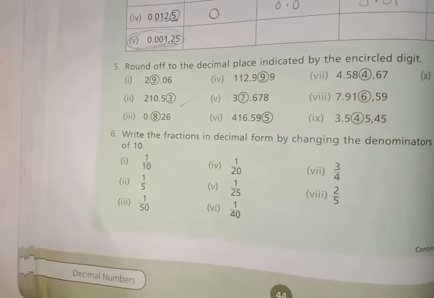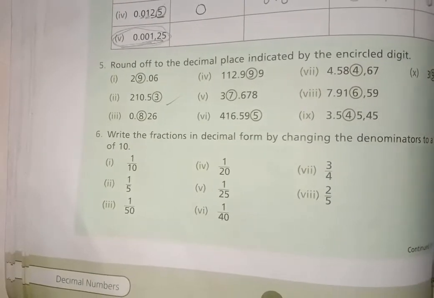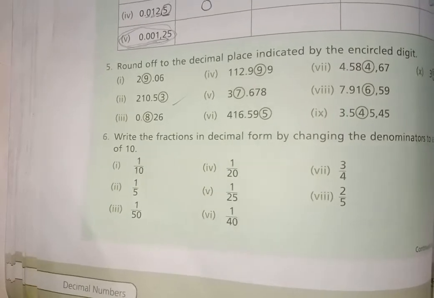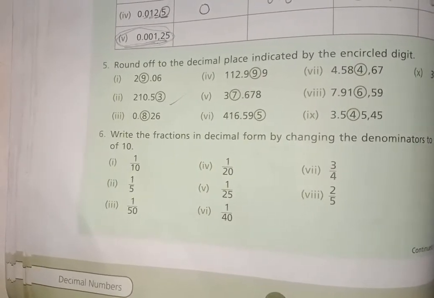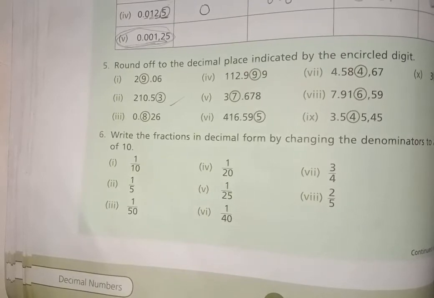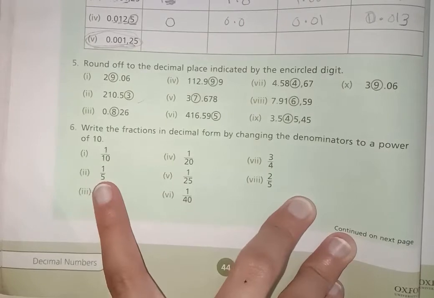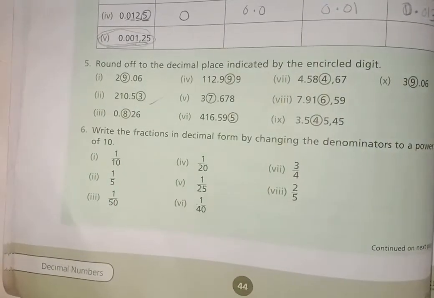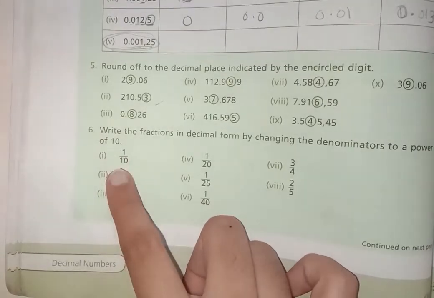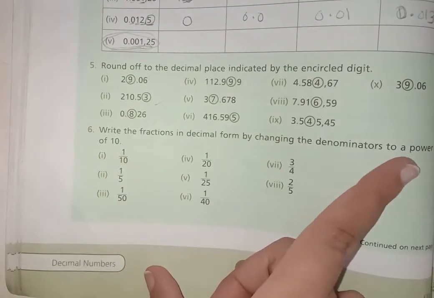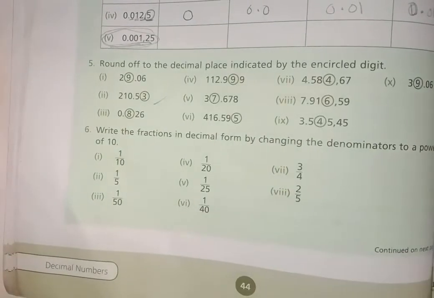Today we can do question number 6, which is about writing the fractions in decimal form by changing the denominators to a power of 10. We have to write these fractions in decimal form. Okay, so let's start and write their denominators to their power of 10. So let's start today's lecture.